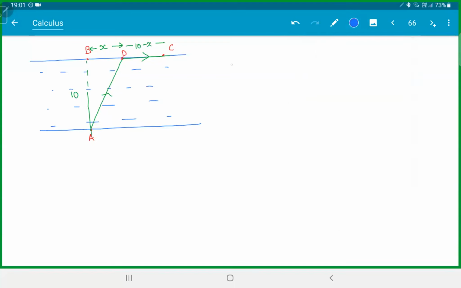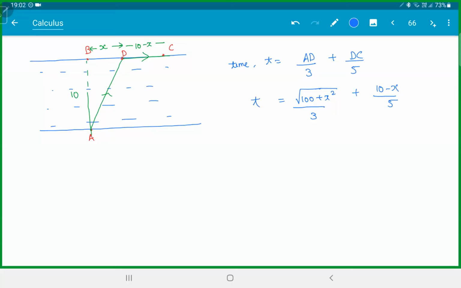Now, what will be the time taken here? The time T will be AD by speed 3 kilometers per hour when he's running in the water, plus DC by 5 kilometers per hour when he's running on the ground. What is AD? Root over 100 plus X square, by 3. What is DC? 10 minus X, by 5. There, you got your equation. So you got the time in terms of X.